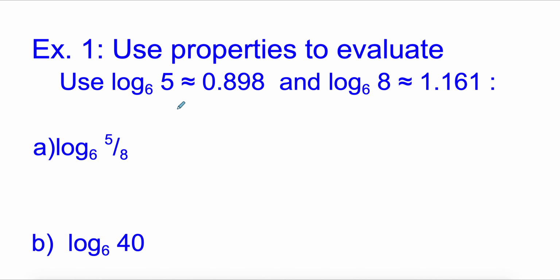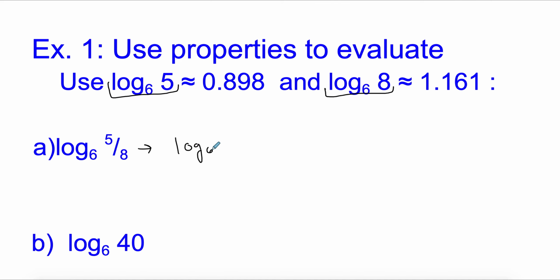So we have an approximate value of log base 6 of 5 and log base 6 of 8. We're going to try to split up this log and use our approximate values to get our answers. Okay, this one looks kind of obvious possibly how we would do this. Future ones, not so much. So how can we split this apart? Well, we're using division here. So we're going to use our properties that we have division.